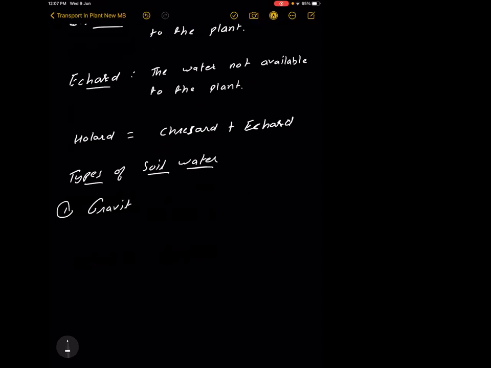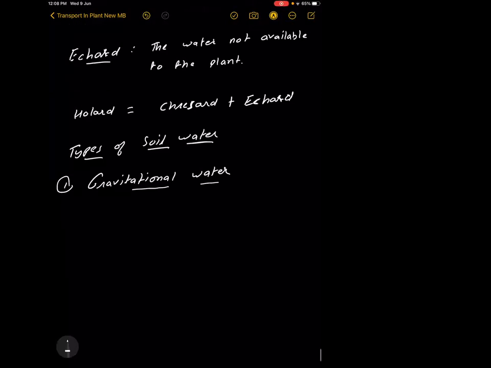So gravitational water means this water sweeps down to the water table. Okay, so it is not available. The plant roots are not developed enough to absorb this amount of water. So gravitational water is actually under the water table. It is not available to the plant. The plant cannot absorb this water.